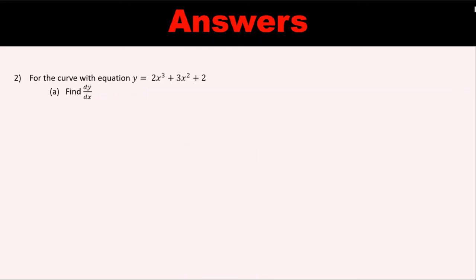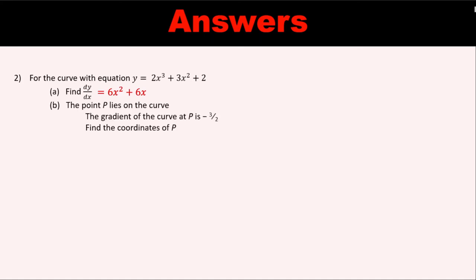For question 2, again, we differentiate: take the power, multiply it out front, and subtract 1 from the power. And part B, when the gradient is equal to -3/2, we simply set our answer from A equal to -3/2. It's a quadratic. I hope you got it equal to 0. It's a difficult quadratic to solve, particularly because of that fraction, so multiplying both sides by 2, including the 0, 0 times 2 is 0 still, I got rid of that fraction.